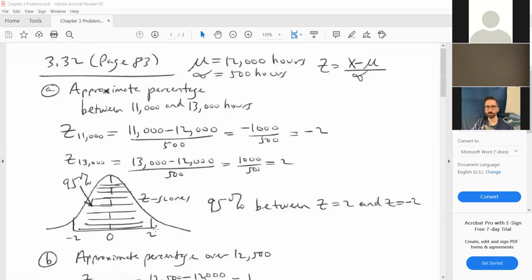And again, the z-scores give you the number of standard deviations from the mean. So in this case, it's from -2 to 2. So this whole area under here is 95%. All right? So that's the answer. Approximately 95% of all the light bulbs of these types will have a number of hours that they will last between 11,000 and 13,000 hours. All right? Any questions about that one?